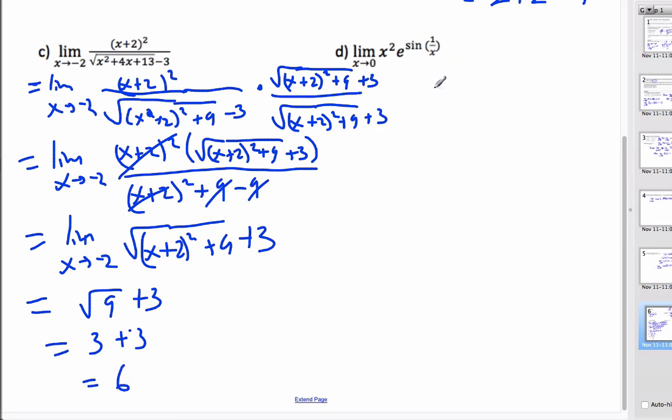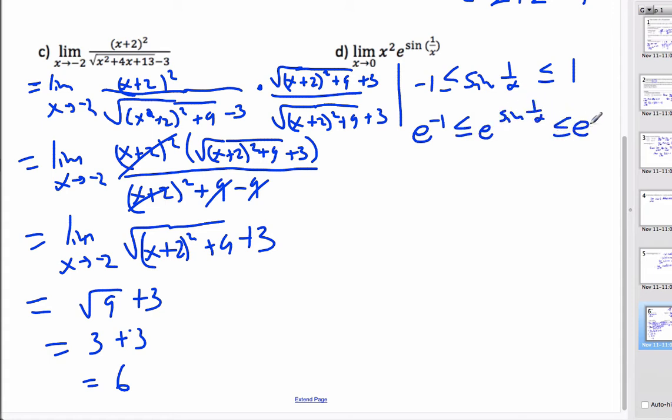Now, next example, D. We're also going to use the squeeze theorem here. Sine 1 over x is between 1 and negative 1. Then e to the power negative 1 is less than or equal to e to the power of sine 1 over x, less than or equal to e to the power 1. Then we can multiply both sides by x squared because it's positive. So x squared times e to the negative 1 is less than or equal to x squared e to the sine 1 over x, less than or equal to x squared times e.